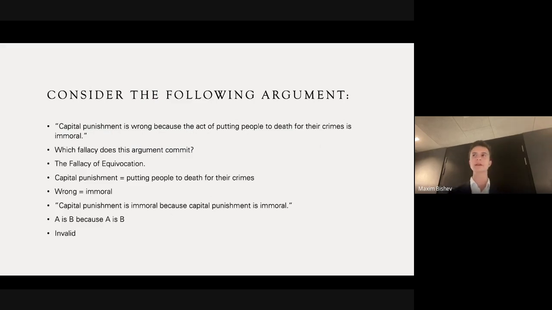Now, if you just heard it initially, somebody saying capital punishment is wrong because the act of putting people to death for their crimes is immoral. Well, that sounds more or less feasible, yes. But this is actually complete equivocation because capital punishment is the same thing as putting people to death for their crimes. And in this context, wrong has the same meaning as immoral. So it's just saying capital punishment is immoral because capital punishment is immoral. A is B because A is B, not valid. Okay.